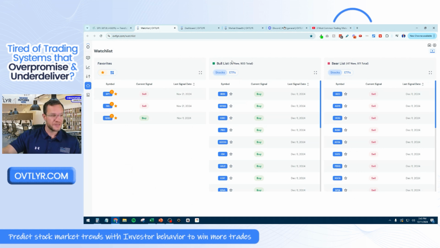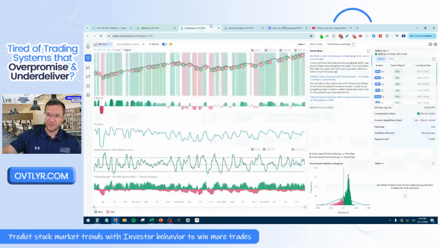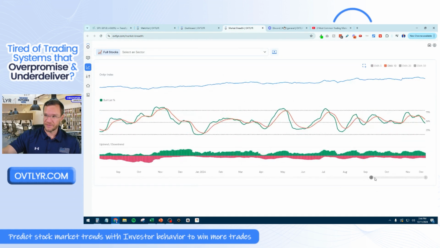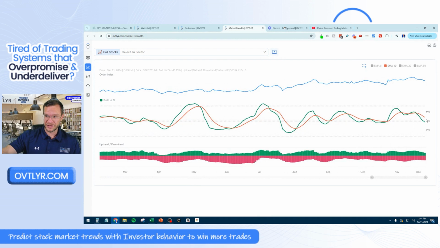The bull list, new buy signals today, is only 10. The bear list, new sell signals, is 47. And if we look at the market breadth, you can actually see it's under 50% at this point. So less than half of the market is bullish. Less than half of the market is holding this up.